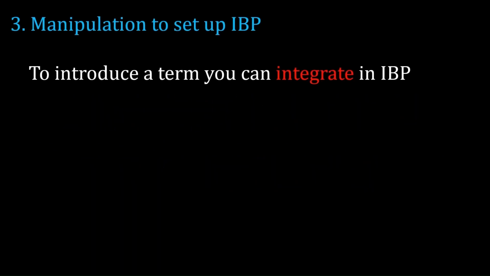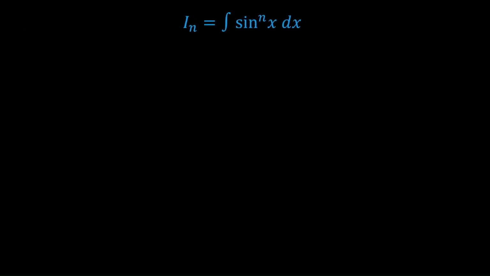Manipulation to set up integration by parts is so crucial I've made it a method in itself. Most of the time you manipulate to introduce a term which you can integrate in integration by parts. Sine to the n x is a classic example. It's pretty obvious we have to do some sort of power splitting. We've introduced the sin x term which is easily integratable, so let's perform integration by parts.